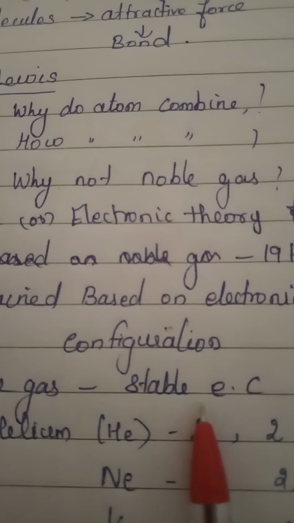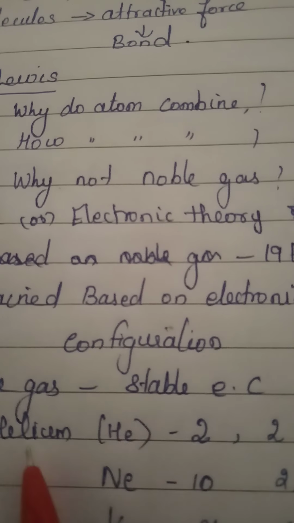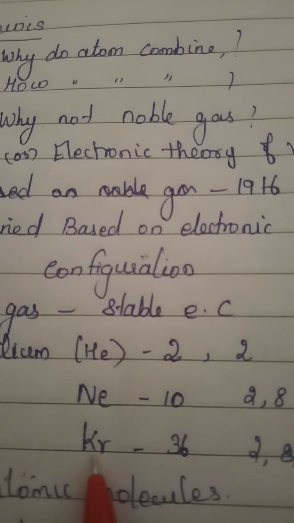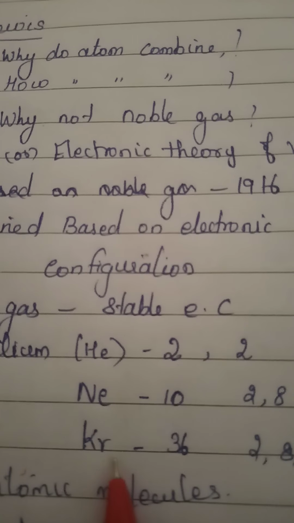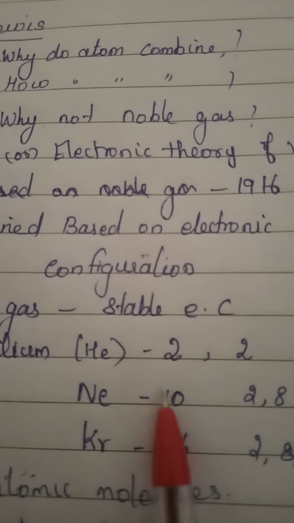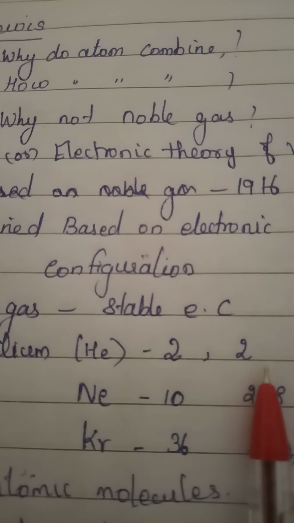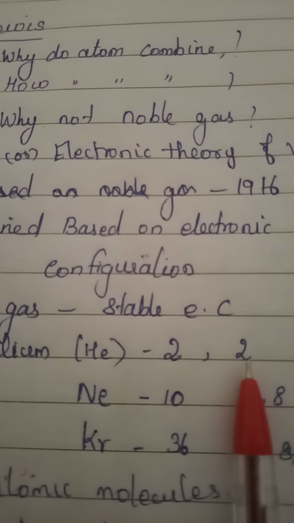What is that stable and unstable electronic configuration? According to Kozal and Lewis, these atoms, for example helium, neon, krypton, argon, radon, are examples of what? Noble gas. See, for example, helium has only 2 electrons and its valency is also 2, isn't it? It has only 1 shell, the K shell. This K shell can accommodate only how many electrons? 2, and that 2 is completely filled. Okay, so they are said to be stable.